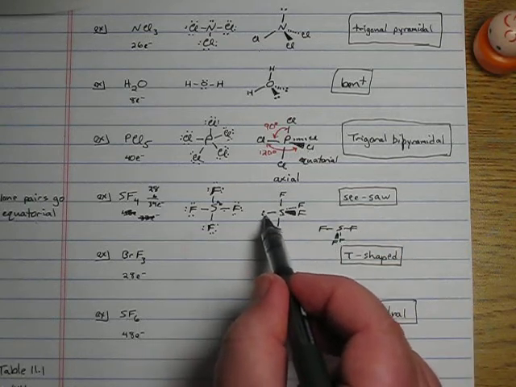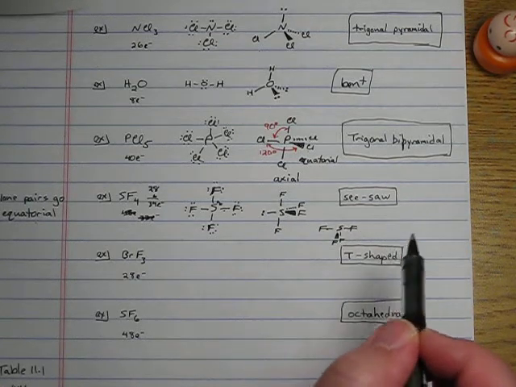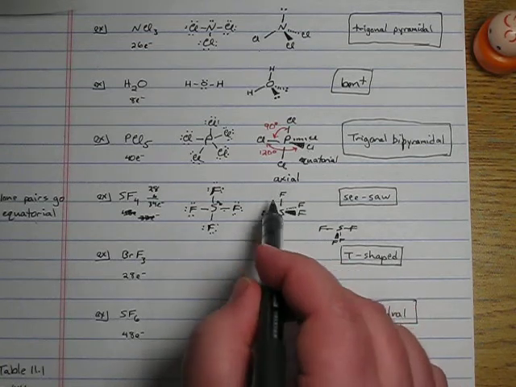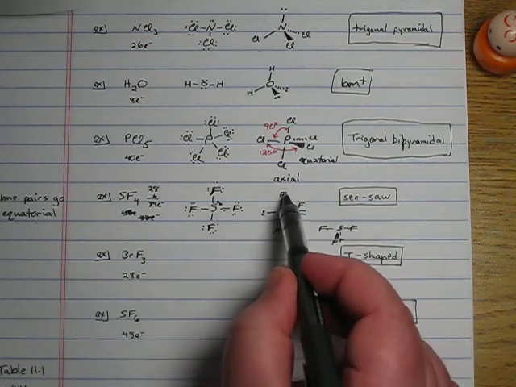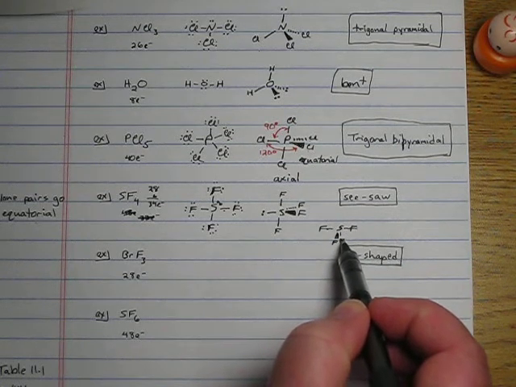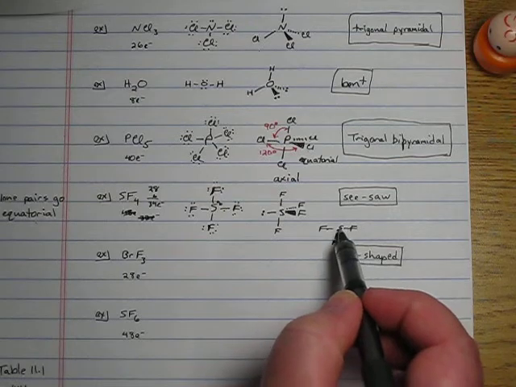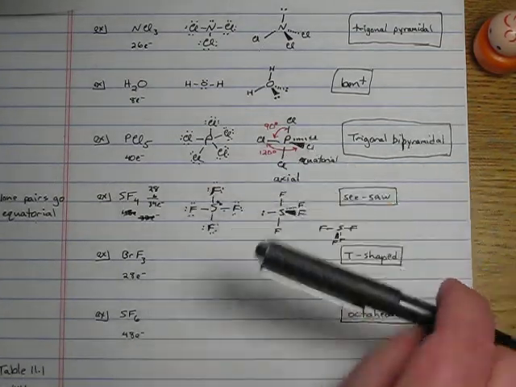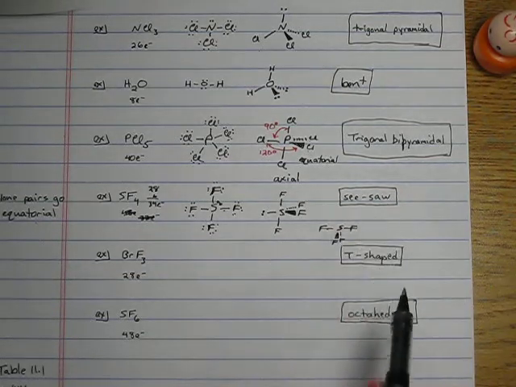If you ignore this lone pair here when we do the molecular geometry, and you rotate it 90 degrees like this, so this fluorine is rotated over to here, you can see it's kind of like two legs standing here, and these groups are going like a seesaw, teeter-totter, whatever. So this is the seesaw geometry.